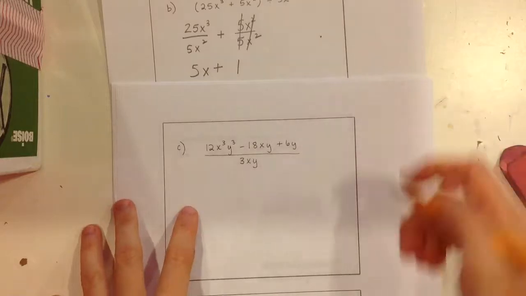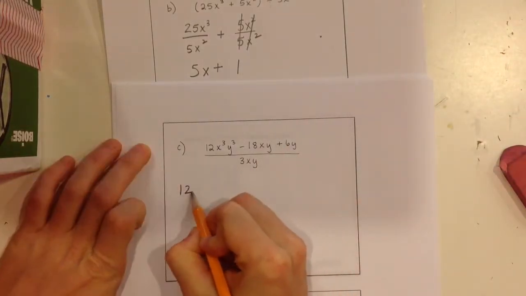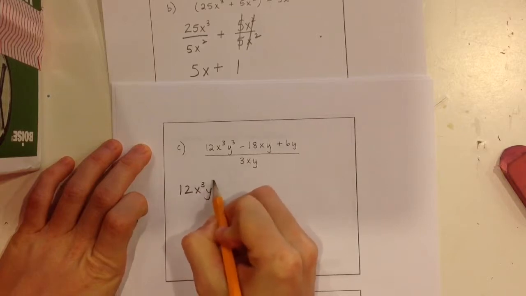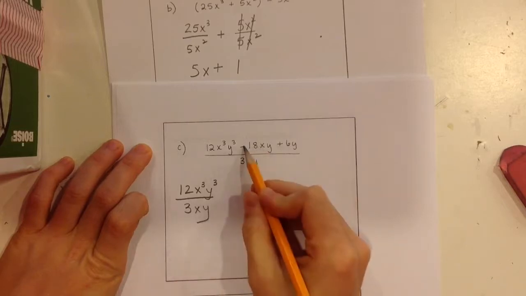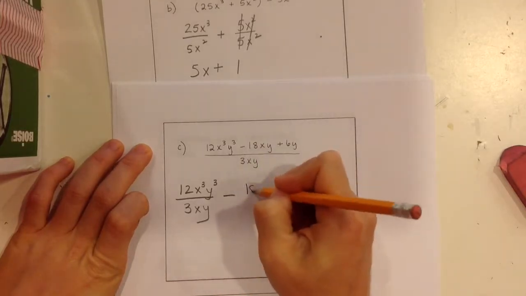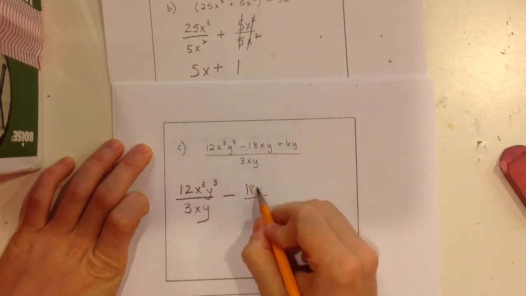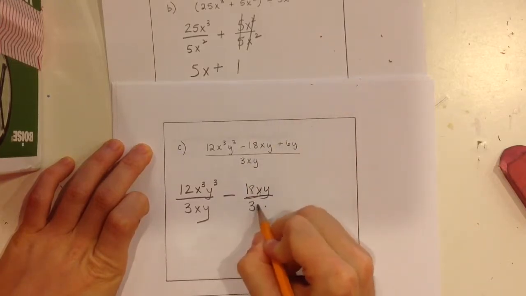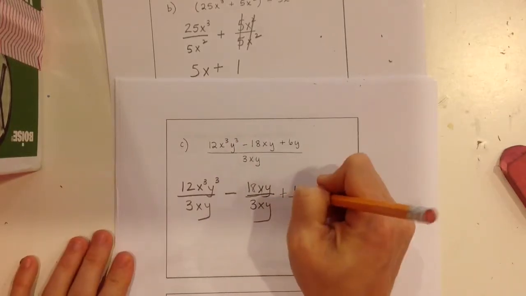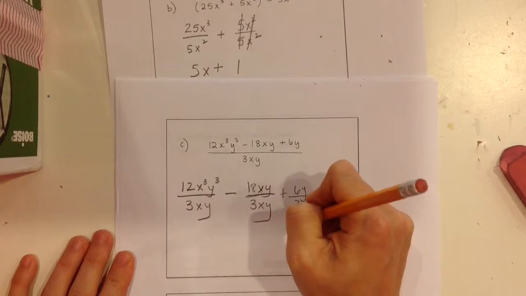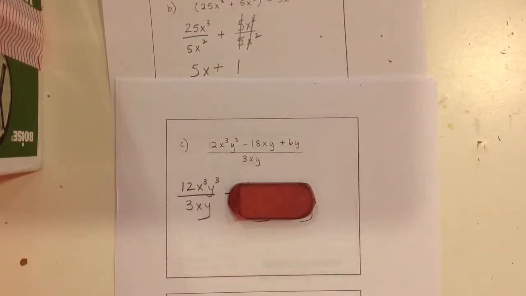Our next example has a little bit bigger numbers. We're doing the same thing, so I'm going to rewrite this as 12x cubed y cubed over 3xy. Bring down my minus sign, 18xy over 3xy, bring down my plus sign, 6y over 3xy. So I have three different problems, and again I'm just going to look at them piece by piece.